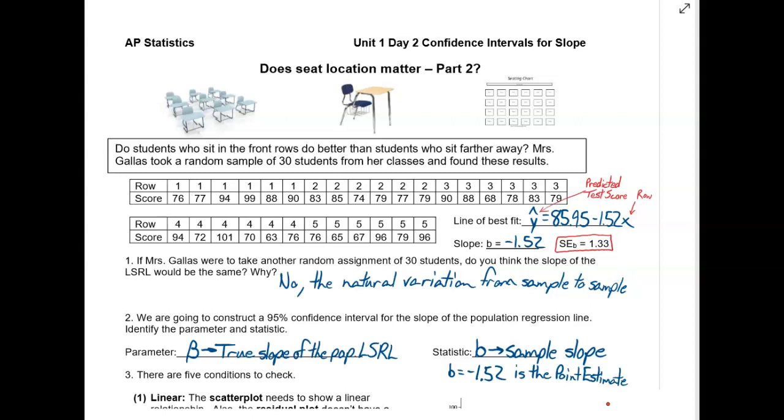Because if we did this over and over again, we have this natural variation that occurs from sample to sample. Every random assignment will give different results. So if she randomly assigned the students to different rows the second semester, she would get different results. So what we have here is this variation that's going to occur. So even though we have this line of best fit, we recognize that the values in that line of best fit will vary. So what we want to approximate here is, in our case, a confidence interval for the slope of this line of best fit.